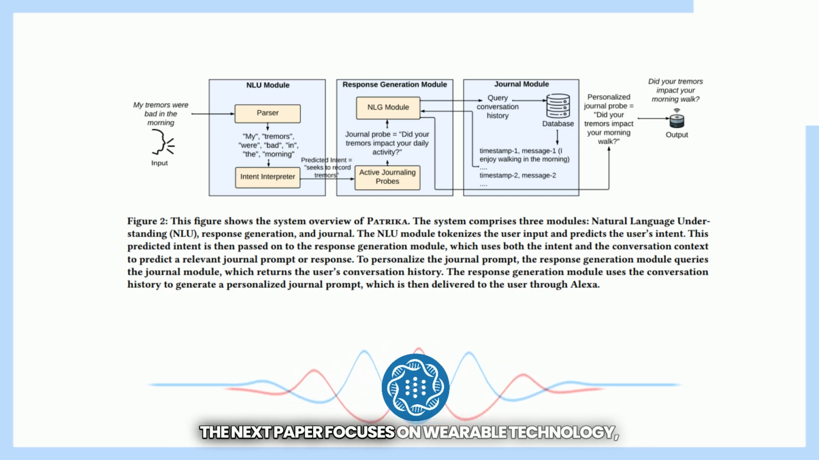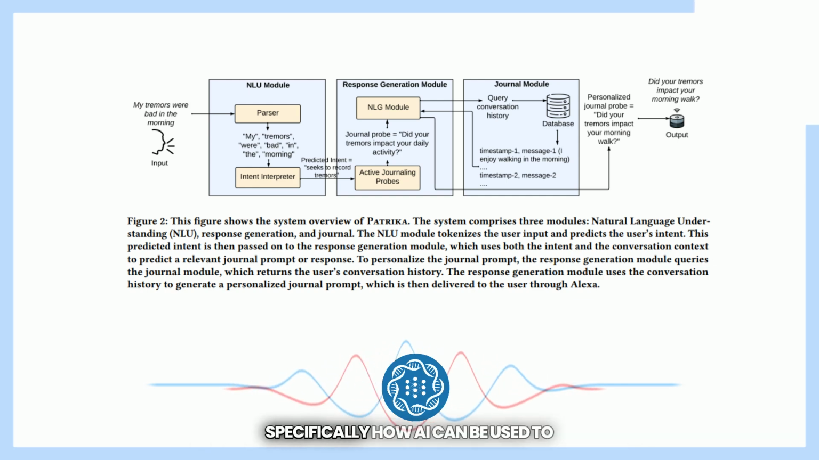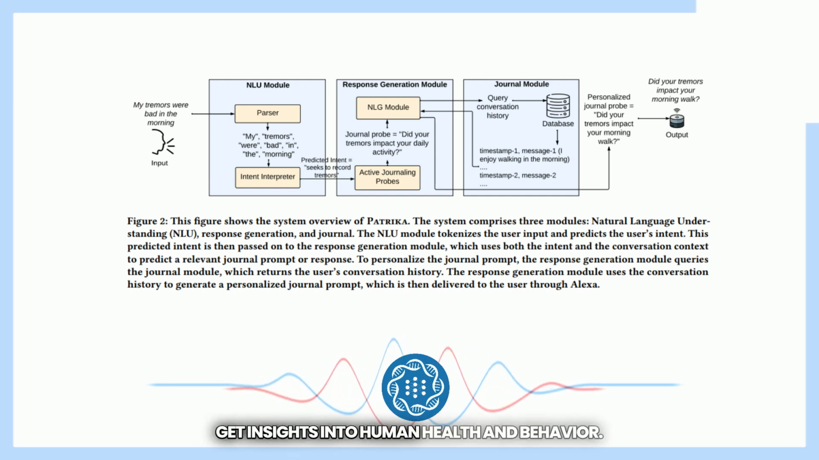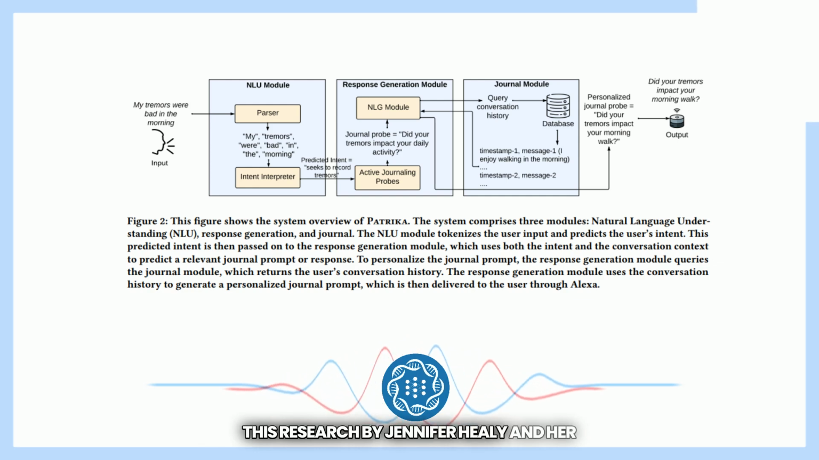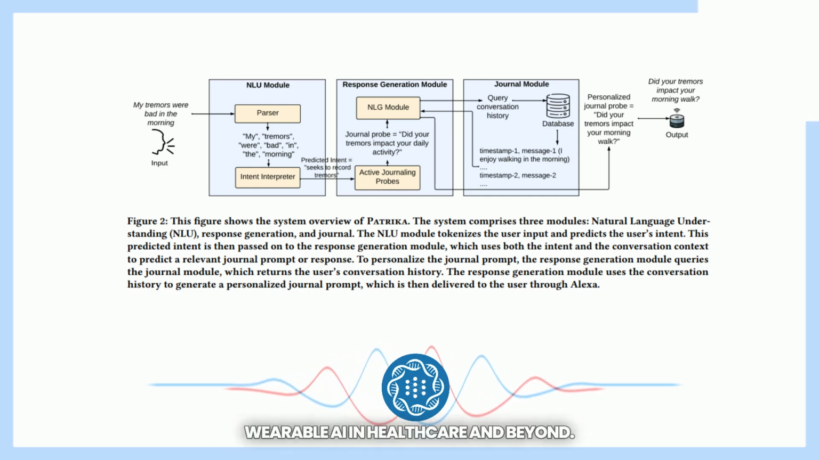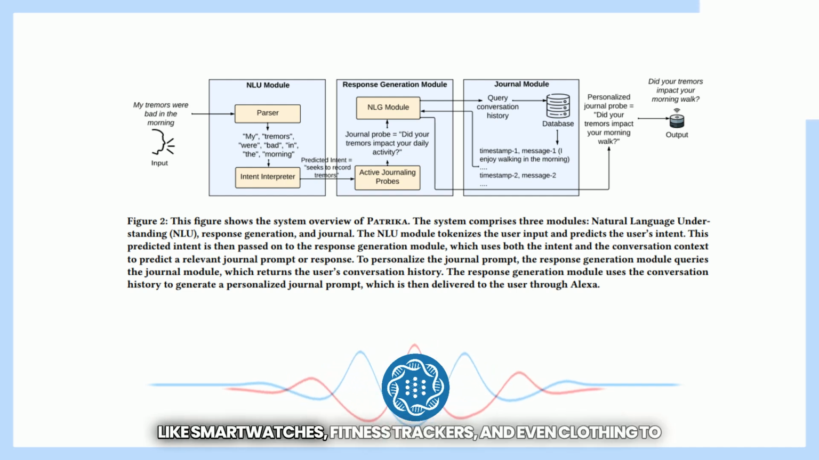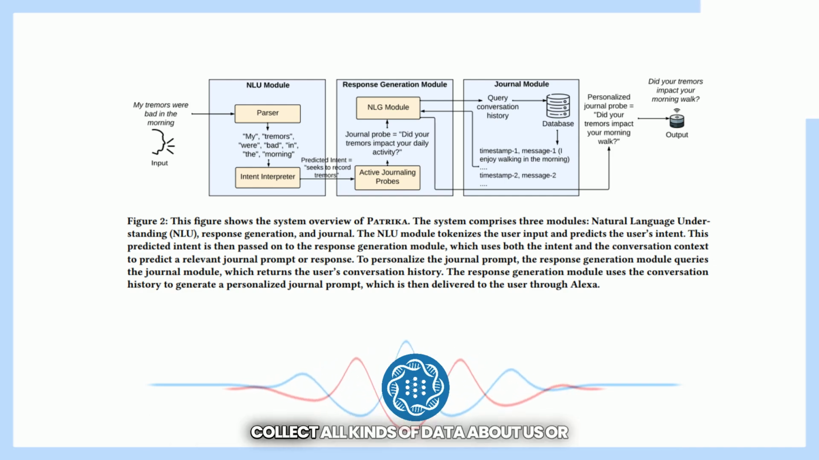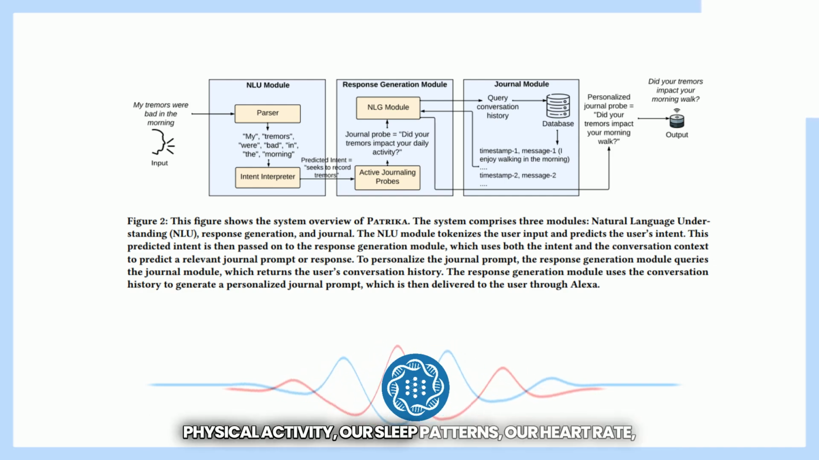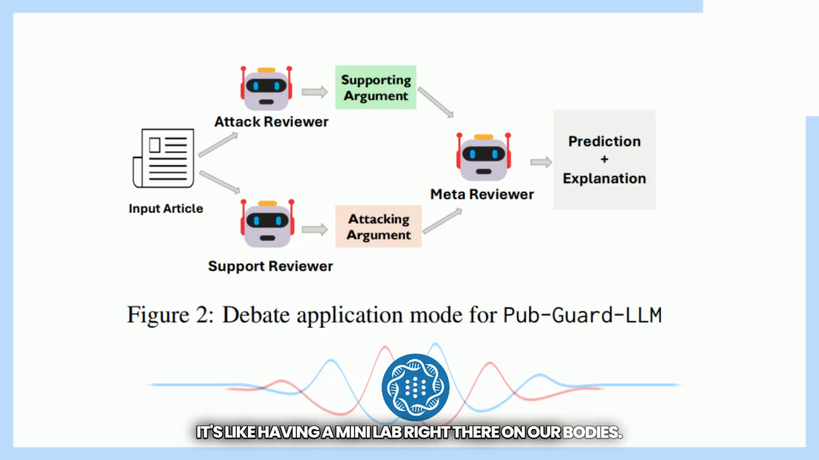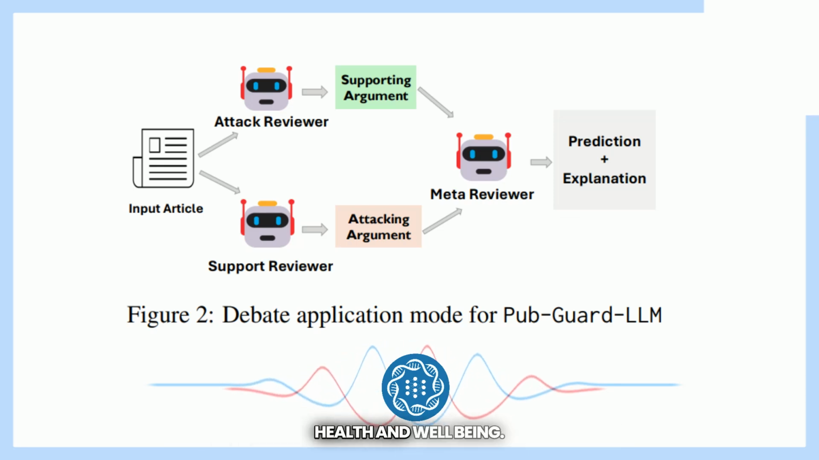Okay, the next paper focuses on wearable technology, specifically how AI can be used to analyze data from those wearable sensors to get insights into human health and behavior. This research by Jennifer Healy and her colleagues looks at the incredible potential of wearable AI in healthcare and beyond. We're talking about using sensors built into things like smartwatches, fitness trackers, and even clothing to collect all kinds of data about us: our physical activity, our sleep patterns, our heart rate, stress levels, even our emotional states. It's like having a mini lab right there on our bodies, constantly gathering information about our health and well-being.